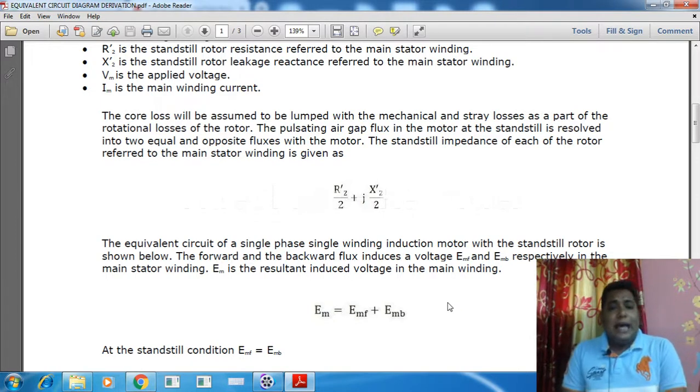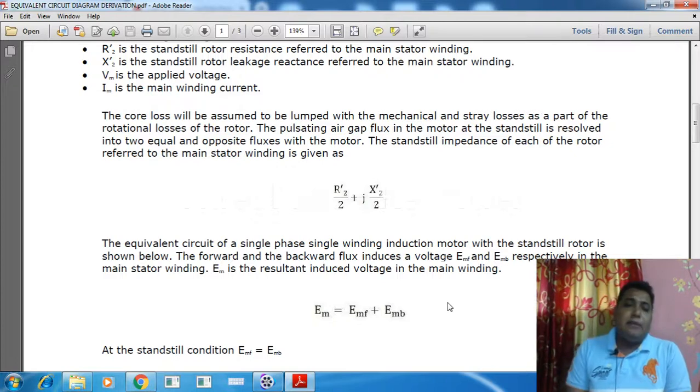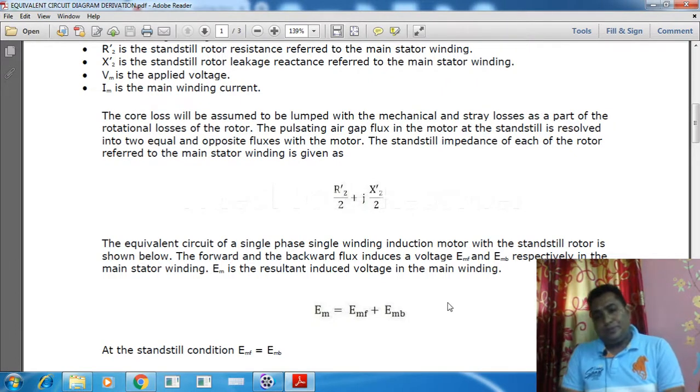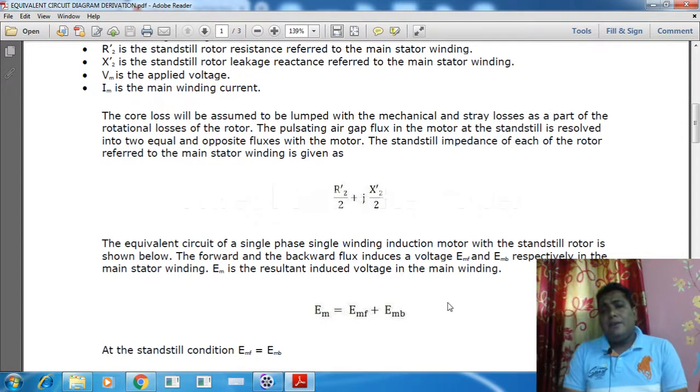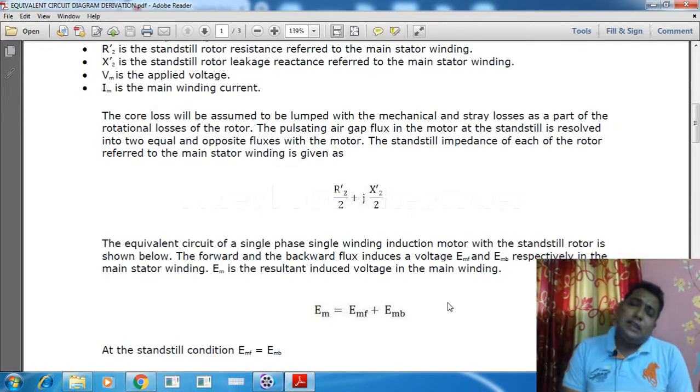The forward and the backward flux induce voltages EMF and EMB respectively in the main stator winding, and EM is the resultant induced voltage in the main winding. As far as the double revolving field theory concept is concerned, we are thinking that two fluxes are acting, and they have opposite directions. One is the forward flux and the second one is the backward flux, and due to that we consider a forward torque and a backward torque.